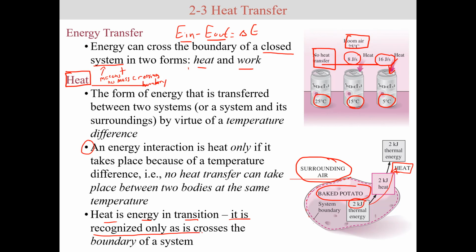Energy is recognized only as it crosses the boundary of a system, right? So I can't say a system possesses heat or a system has heat. I would say that heat is traveling either from or to the system across the boundary, because heat transfer is only, always, under all circumstances, only recognized at the boundary as it crosses the boundary.